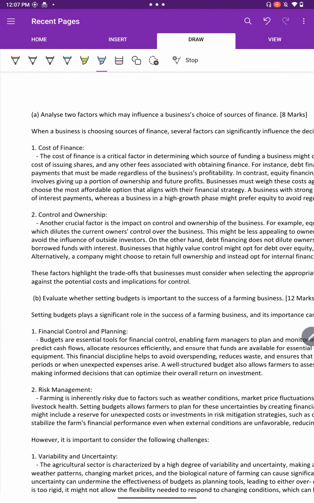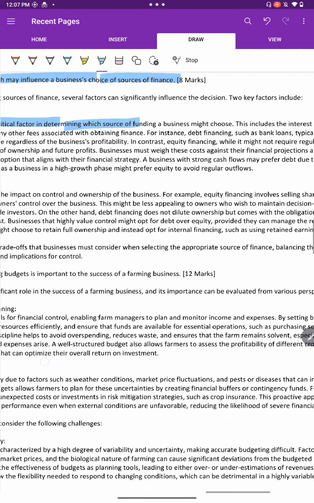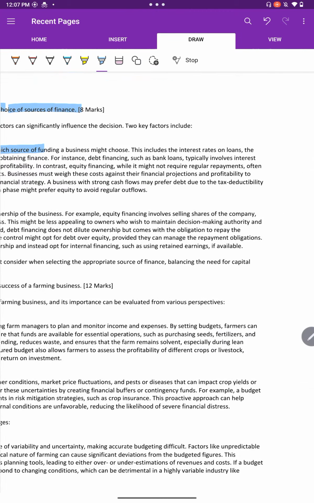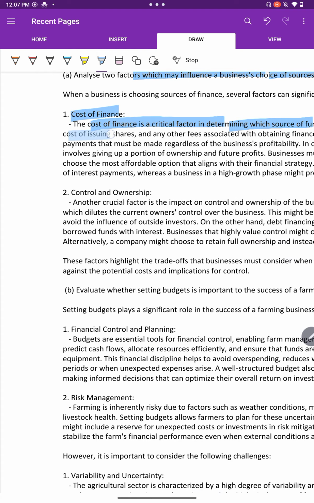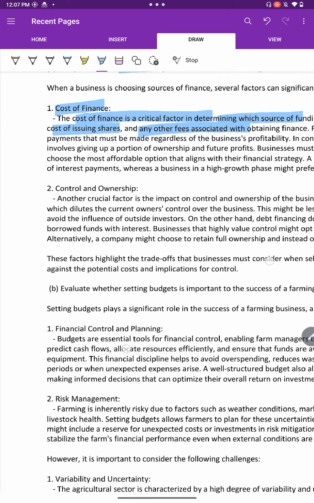So this is my first question: analyze two factors which may influence a business's choice of source of finance. First would be the cost of finance. Cost of finance is a critical factor in determining which source of funding a business might choose. This includes the interest rates on loans, cost of issuing shares, and any other fees associated with obtaining finance.